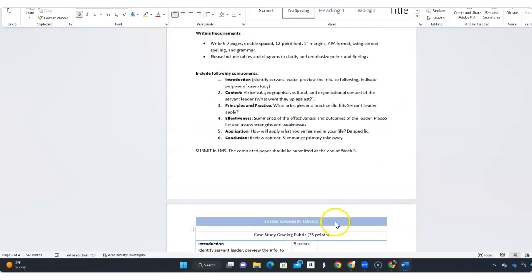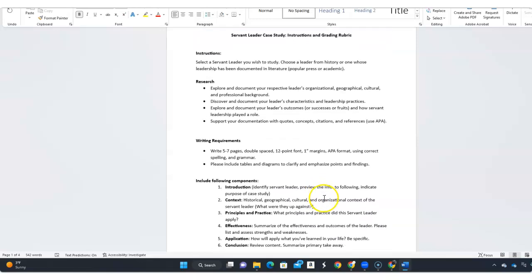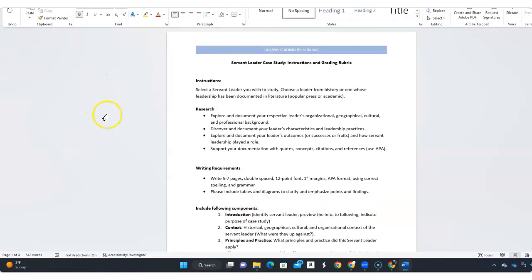Okay, so once again, this is your servant leader case study. It is worth 75 points, 5 to 7 pages. Please be sure to include each of these following components, as well as a minimum of 1 visual. All right, I look forward to reading your papers and all your great findings.